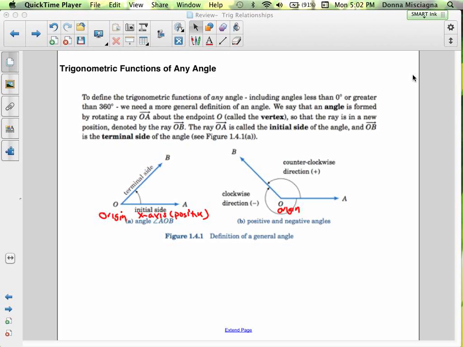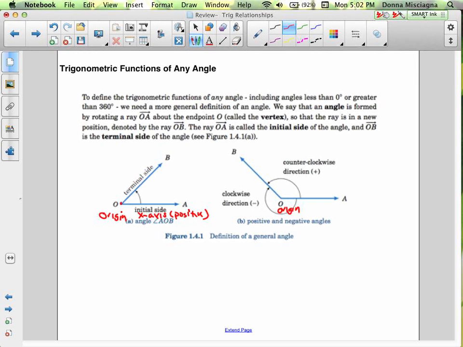So notice here we have an angle that's created by rays OA and OB. OA is the initial side, and it is always on the x-axis, and O here is always at the origin, right? So this is always the point (0, 0). And when we rotate our ray, wherever we rotate it to, that's the terminal side. So the initial side is always on the x-axis. The terminal side is just however many degrees we want to rotate. Right? And we can rotate clockwise, and we can rotate counterclockwise.